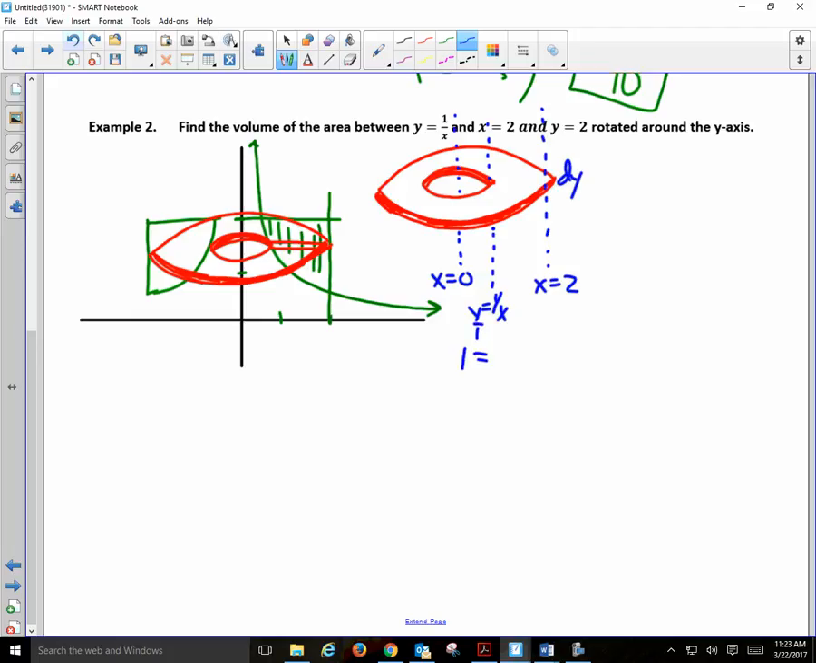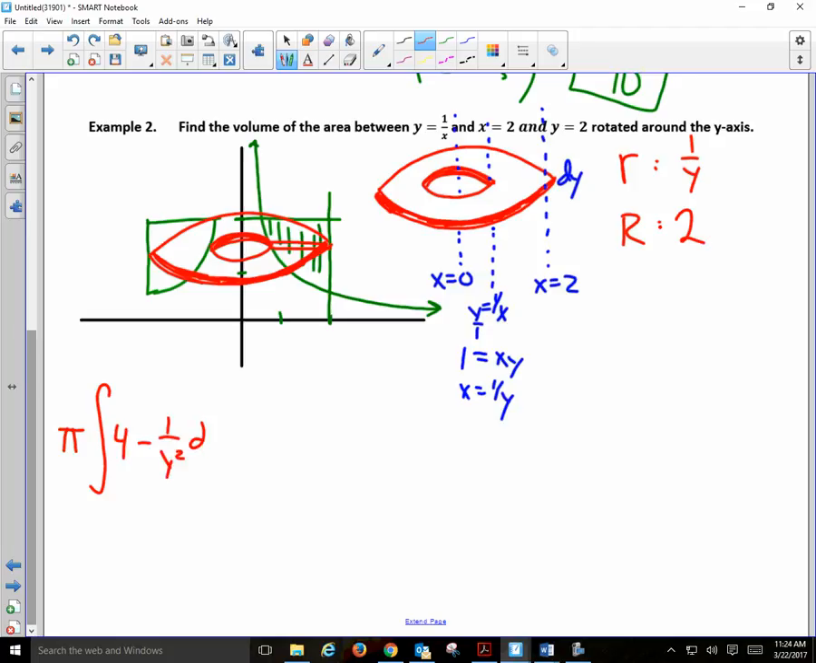Cross multiply: 1 is equal to xy, divide by y, and you get x is equal to 1 over y, right? Okay. So what is then your little radius? 1 over y. What is your big radius? 2. So therefore, the integral from, well, we'll talk about bounds in a second, but we do pi times what's big R squared? 4 minus little r squared, which is 1 over y squared, dy.